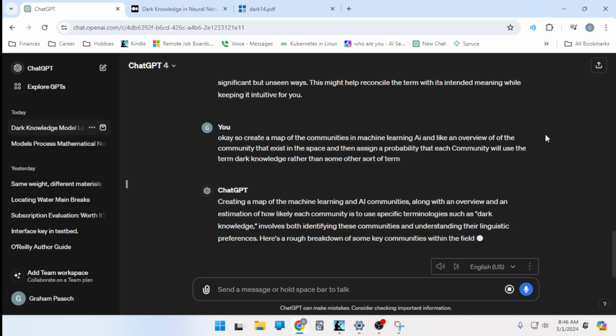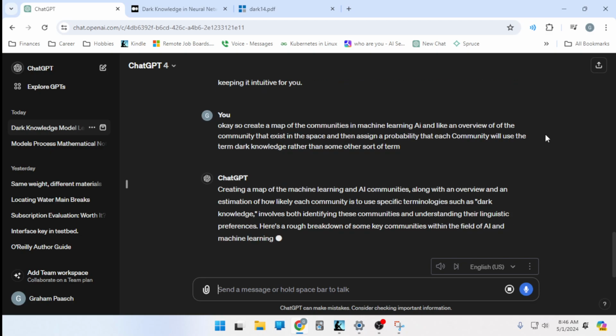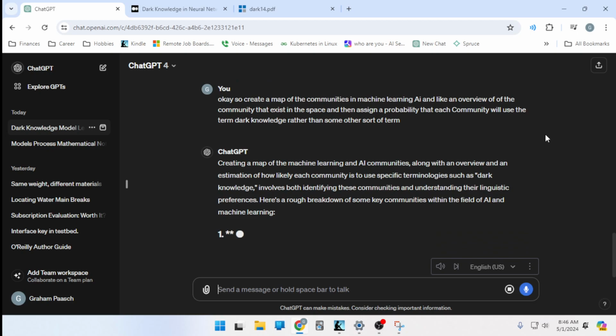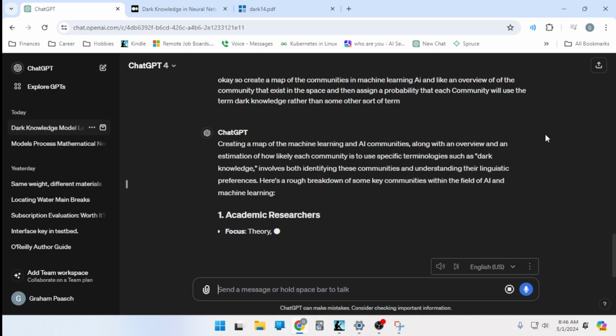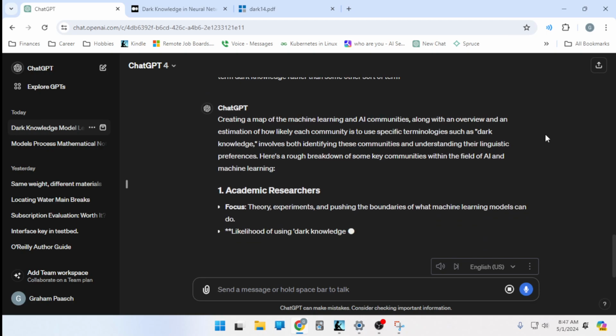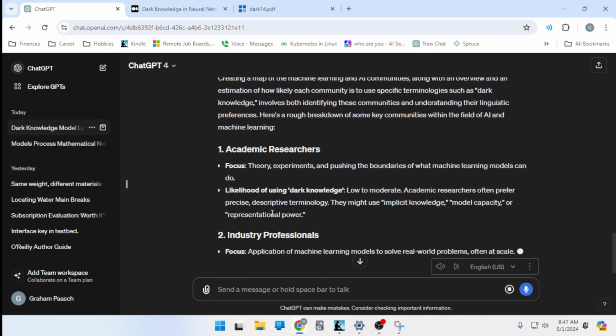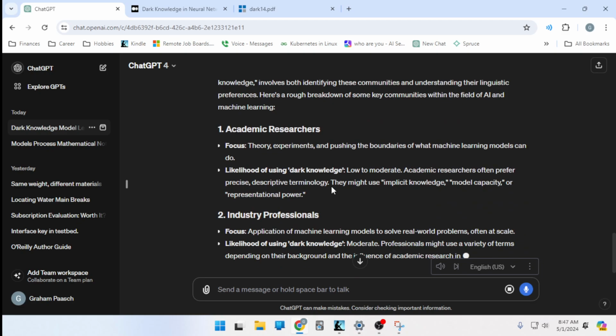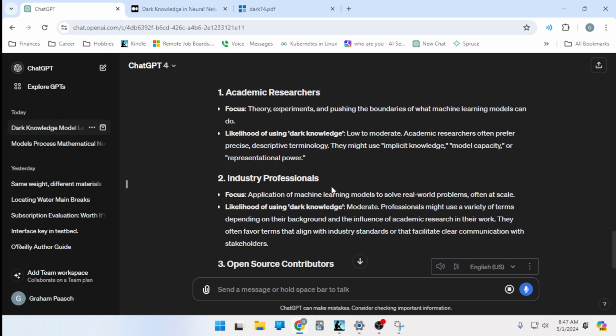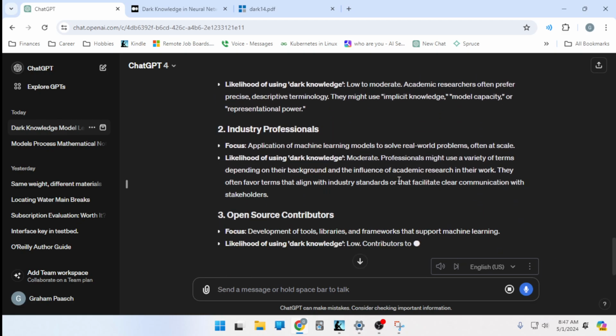Creating a map of the machine learning and AI communities, along with an overview and an estimation of how likely each community is to use specific terminology such as dark knowledge, involves both identifying these communities and understanding their linguistic preferences. Here's a rough breakdown of some key communities within the field of AI and machine learning. 1. Academic researchers. Focus: theory, experiments, and pushing the boundaries of what machine learning models can do. Likelihood of using dark knowledge: low to moderate. Academic researchers often prefer precise, descriptive terminology. They might use implicit knowledge, model capacity, or representational power.